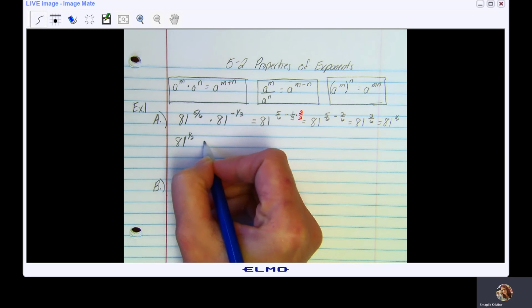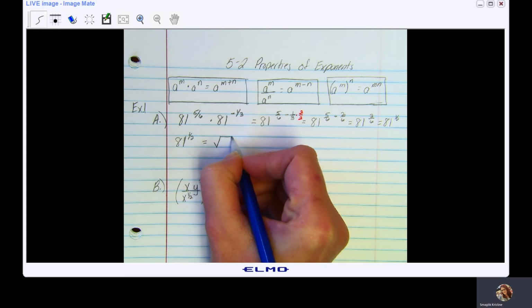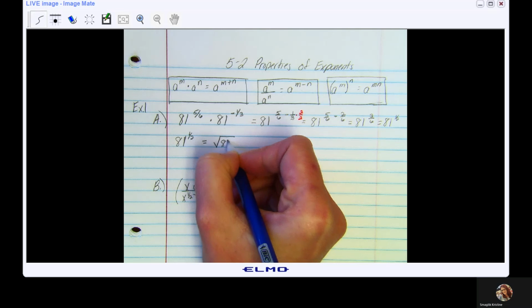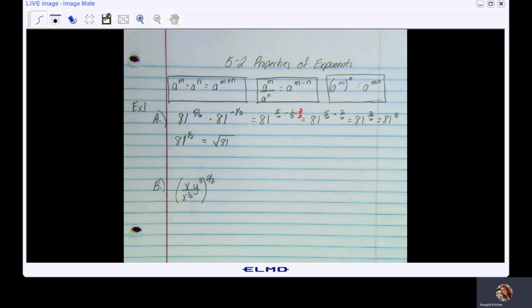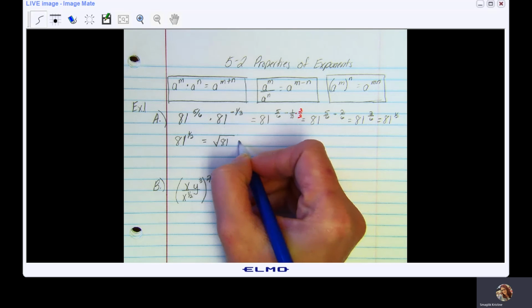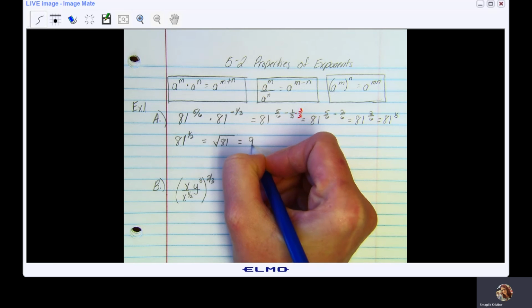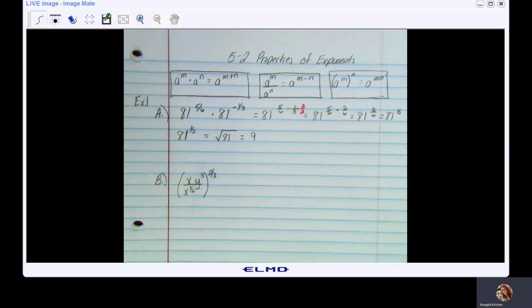Now let's just go ahead and convert this to radical form. I'm going to draw my radical. My base is my radicand. My index is 2. If it's a square root, I don't need to show the 2 there. And my exponent that would be here is a 1. Well, we don't need it. So the square root of 81, as we all know, is 9. Let's take a look at another.